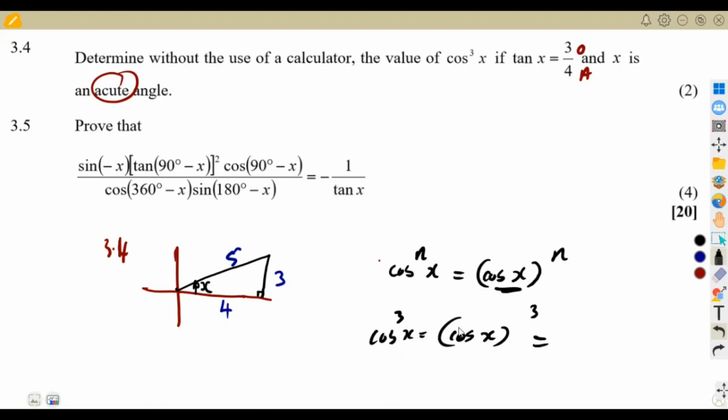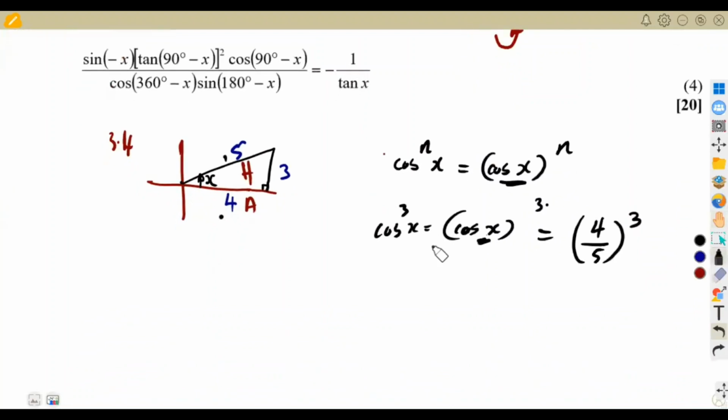And we can obtain this cos x from our trigonometrical ratios. Remember, SOH CAH TOA: cos is adjacent over the hypotenuse, and we have x here. According to this, this is the adjacent, this is the hypotenuse. So it's going to be 4/5 in this case. That means the cosine of x here is going to be 4/5, which is adjacent over the hypotenuse. But everything has to be raised to the exponent of 3. So that's the equivalent of cos cubed x.